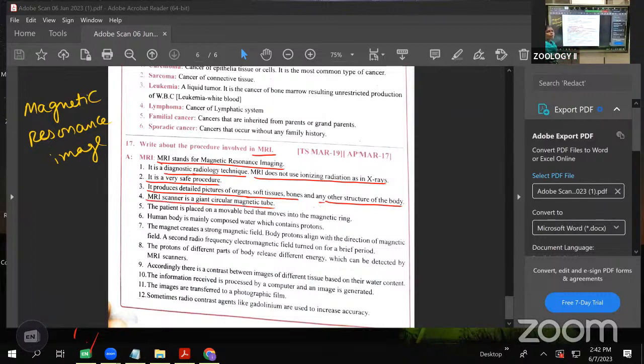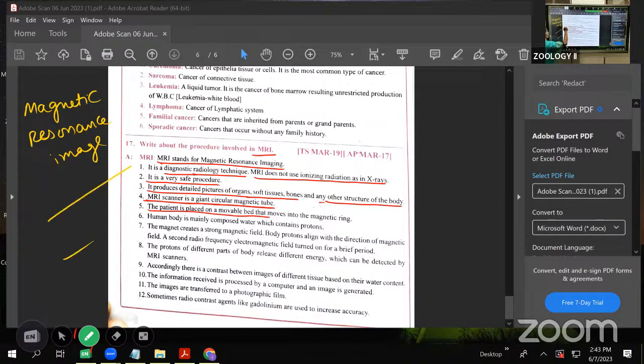All of you know, in hospitals, a round tube-like structure is present. We call it a circular magnetic tube. Giant means large. The MRI scanner is a giant circular magnetic tube. Next, the patient is placed on a movable bed. Like this, the magnetic tube surrounds the bed.